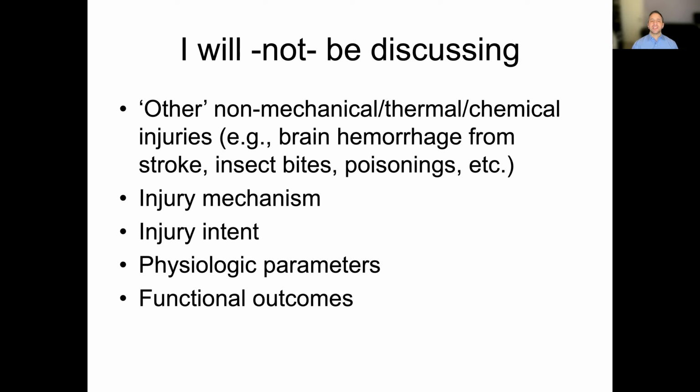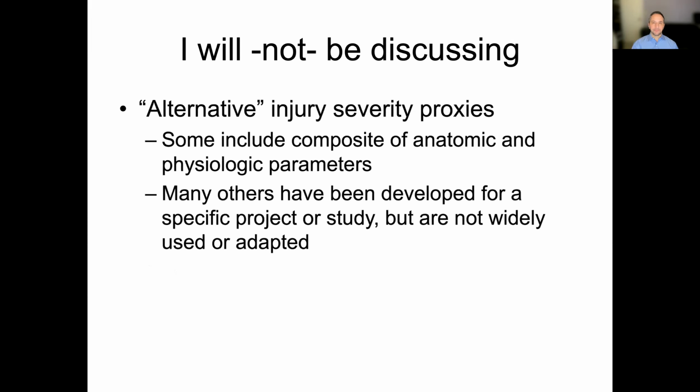I also won't be covering physiologic parameters. You'll see in the literature a lot of physiologic parameters, things like blood pressure or Glasgow coma scale, but I will not be covering those. And I also won't be looking at functional outcomes, things like physical and cognitive disability following injury. Although all these things are of great interest to me. Actually, my K award looked at functional outcomes following injury, but I'm going to be focusing just on the anatomic lexicon of injuries today.